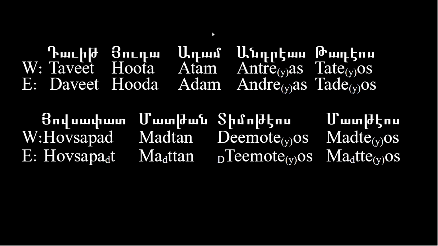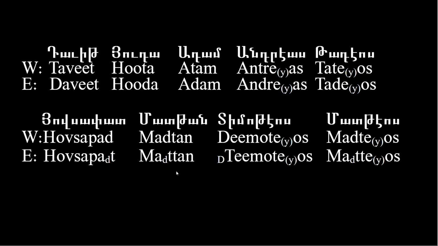Then we have the name Adam. In Western Armenian, it's Atam. In Eastern Armenian, it's Adam. Then we have the name Andrew. In Western, Andreas. In Eastern, Andreas. Then we have the name Thaddeus, like Jude Thaddeus. Western, it's Tateos. In Eastern, it's Tadeusz. Then we have the name Jehoshaphat, which in Western Armenian, it's Hovsapad. In Eastern, it's Hovsapad. Then we have the name Matan, which in Western, it's Matan.